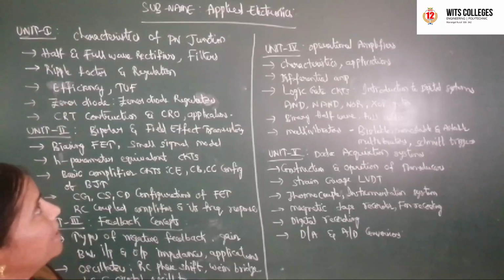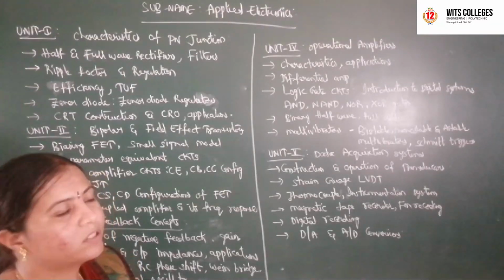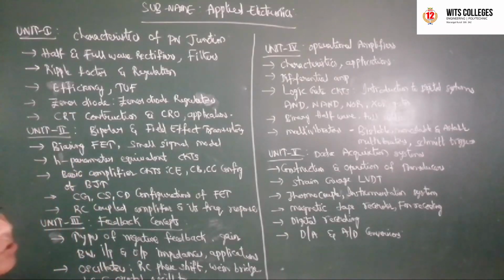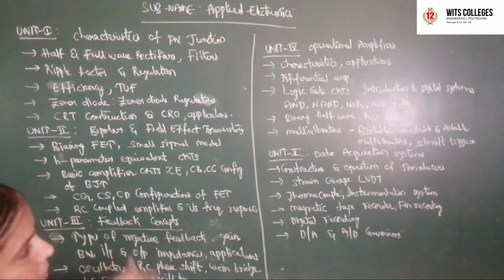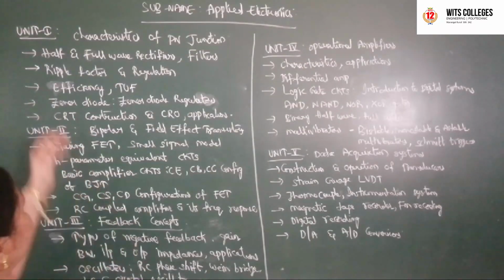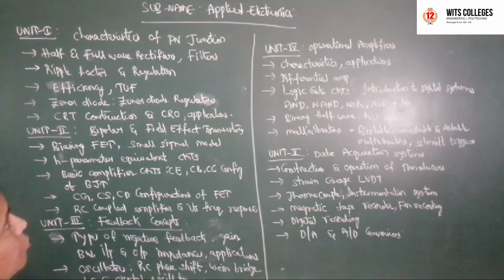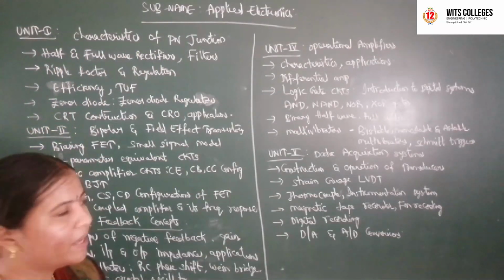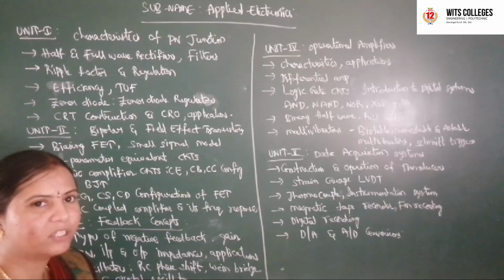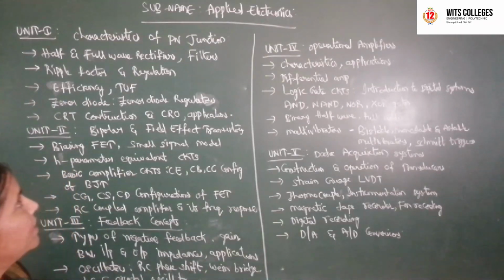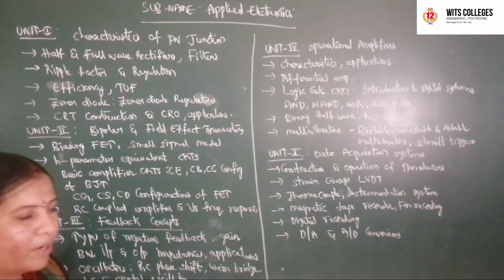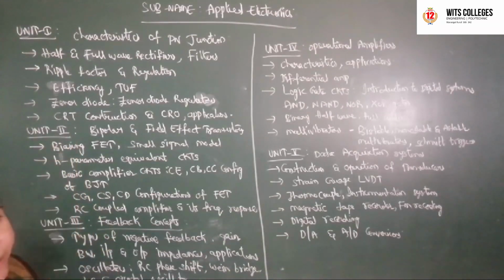So your subject name is applied electronics. What is your subject name? Applied electronics. So coming to your syllabus, you have a total of 5 units. Coming to the first unit, what are the characteristics of PN junction? Characteristics of PN junction, volt ampere characteristics గురించి చదువుకుంటారు. What is the construction of PN junction, junction formation ఎలా ఉంటుంది, what is the operation of PN junction diode, what are the characteristics.